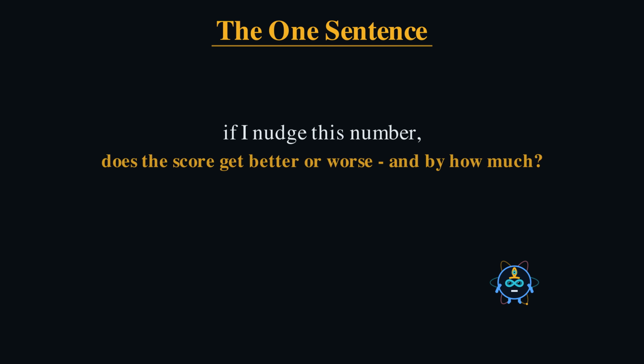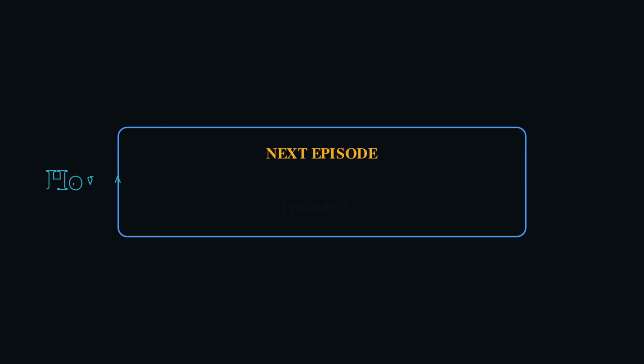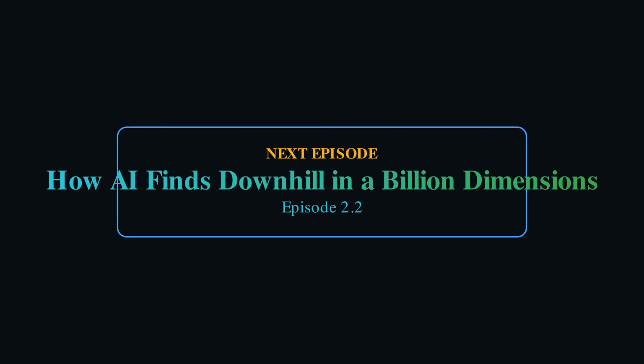So that is the question. If I nudge this number, does the score get better or worse? And by how much? Every model ever trained is that question, asked a trillion times. One knob is easy. Now do it with a billion of them at once, and that is the gradient.